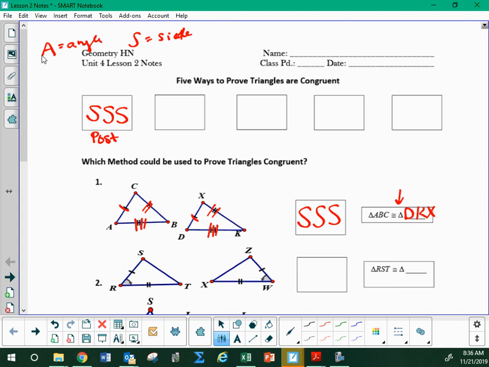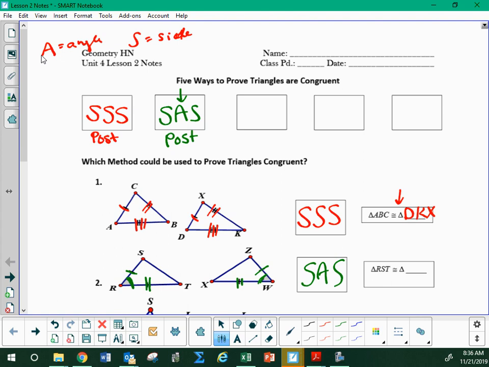Okay. Side, side, side. Our next one is going to be side, angle, side. This is another postulate, and it matches up with example 2 here. Notice that my angle is in between two sides. There are two sides and the angle in between, not the angle next to it, the angle in between them. So I have two sets of sides, and the angle is in between them. This would be an example of side, angle, side.